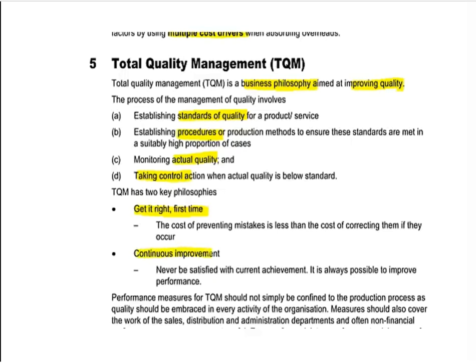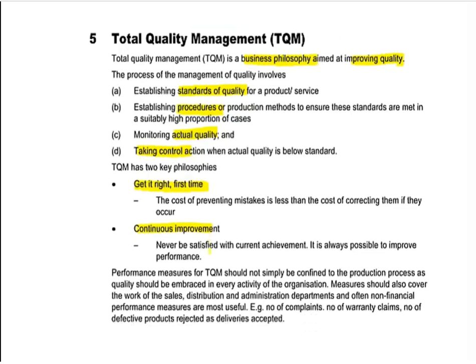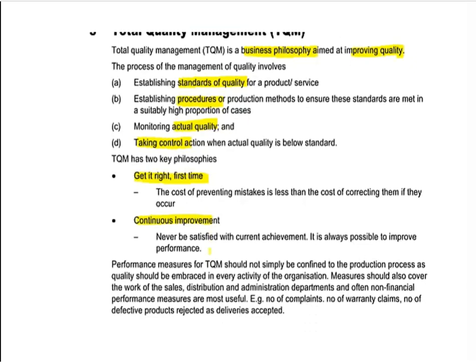Continuous improvement is also important in TQM, so we're always looking for ways to improve rather than accepting the current level of quality. When we're looking at performance measures for TQM, we shouldn't simply be confined to the production process, because TQM should embrace every activity of the organisation. And often we're going to use non-financial performance measures to ensure that this level of quality that's required is actually obtained. We think about non-financial performance measures later on in the course.